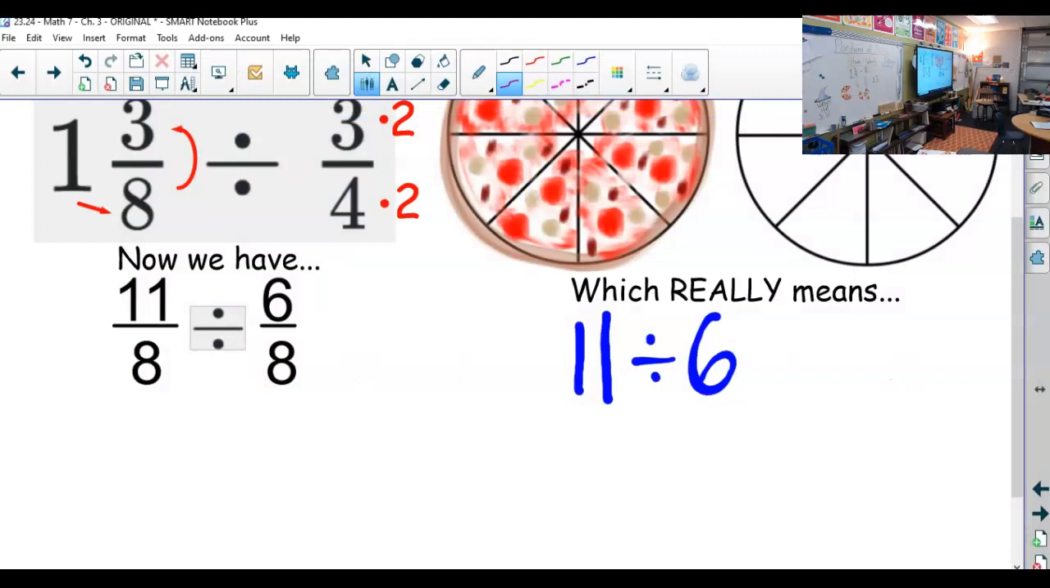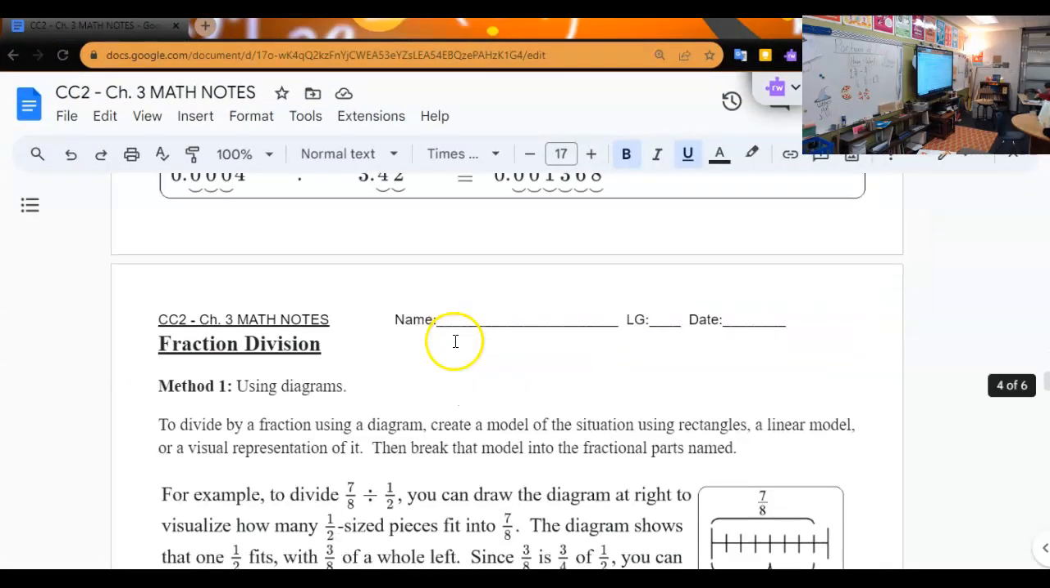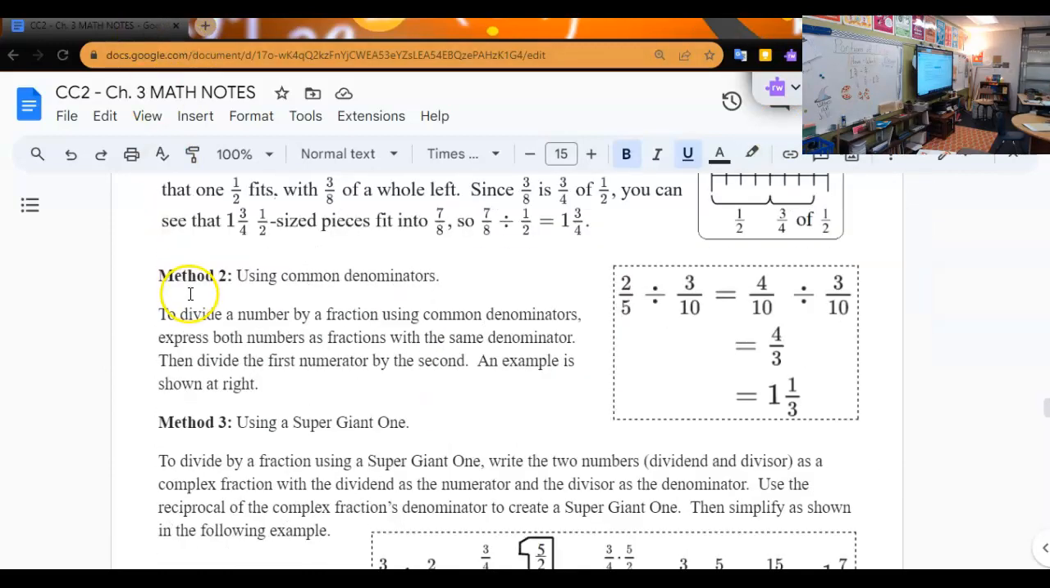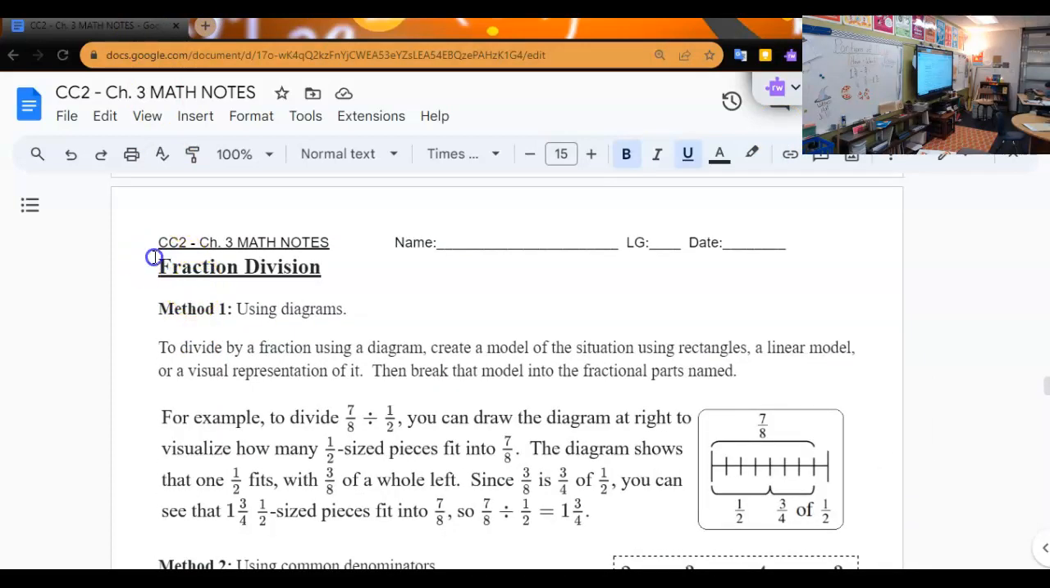Did I put that in your math notes? Somebody check your notes, because I see some of you still have it out. Yeah, for keep, change, flip. Yeah, you put it. So, if this is still complicated for you after class, it's in your math notes. Page 4, it looks like it's under fraction division. It's under fraction division.